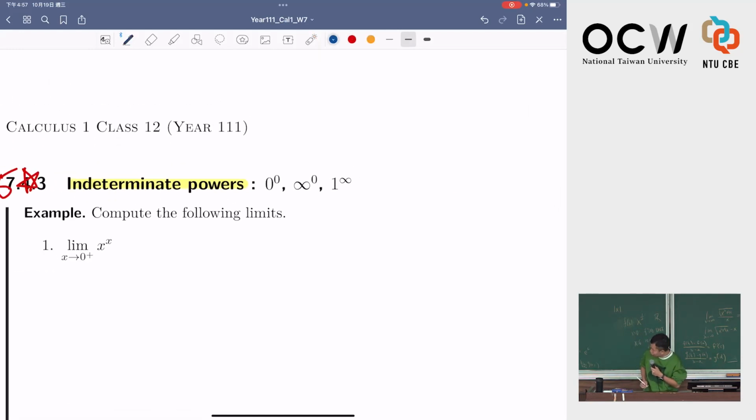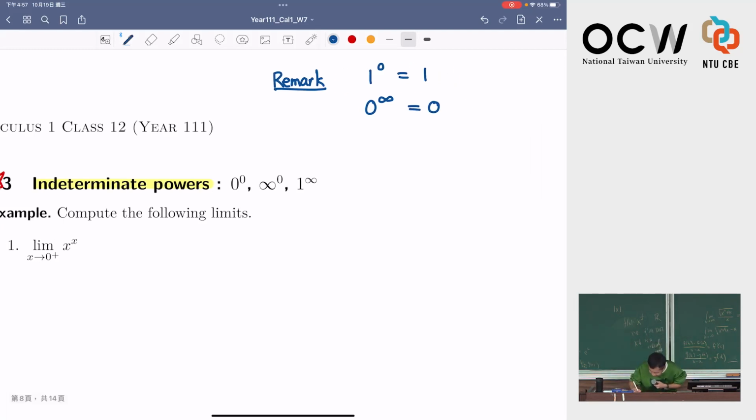So I want to make 2 remarks here. Remark: these are the only 3 indeterminate powers. Any other combinations are not indeterminate powers. For example, 1 to the 0 is just 1, or 0 to infinity is just 0. So these are not.